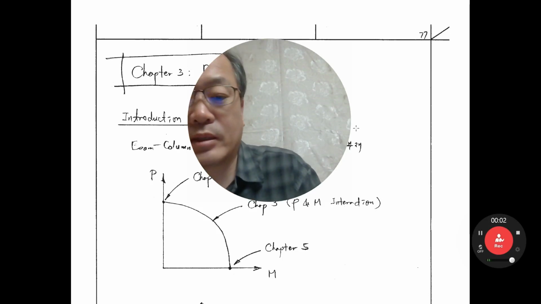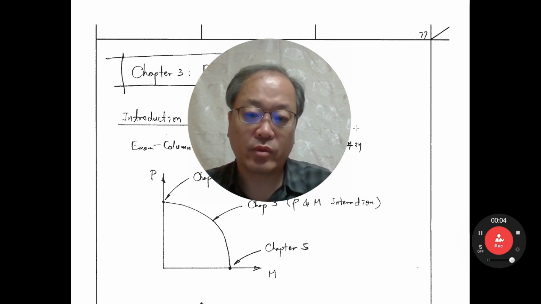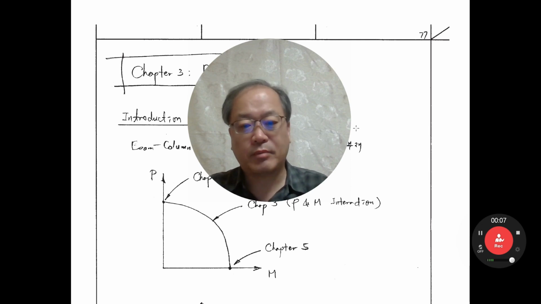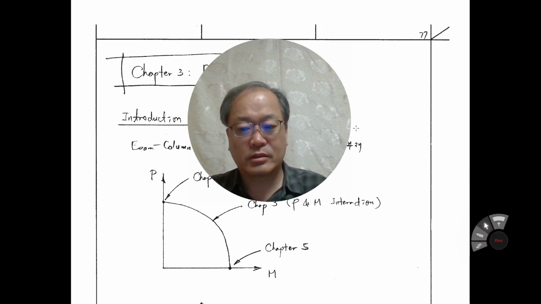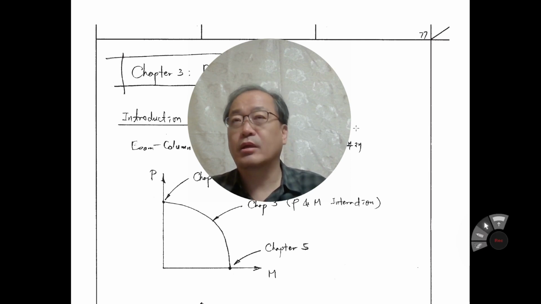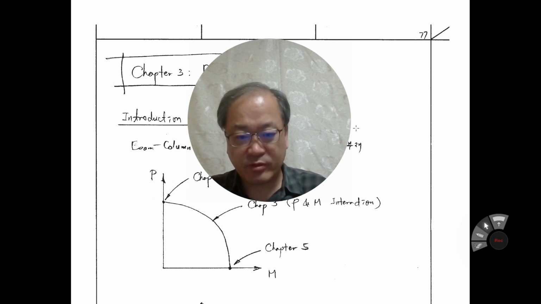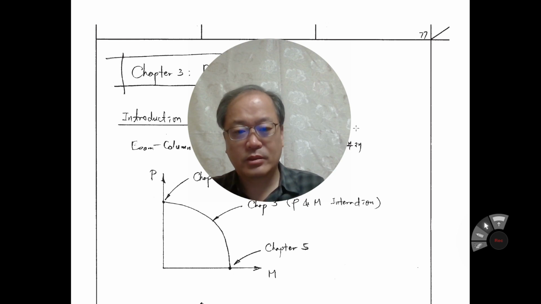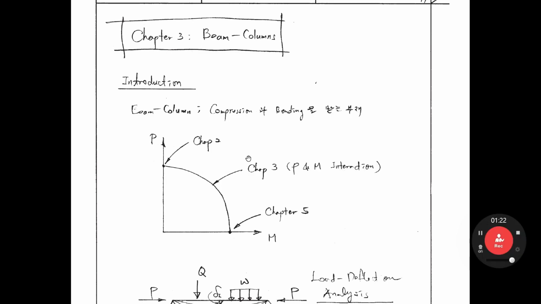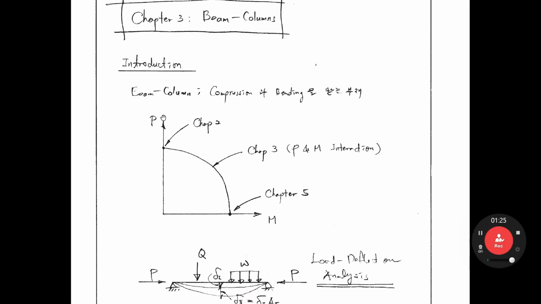Hello everybody. Today we will begin with chapter 3. Chapter 3 is beam column. Beam column means the member that's subjected to axial force and bending moment, so we call it beam column. If you see this vertical axis is axial force, horizontal axis is moment.